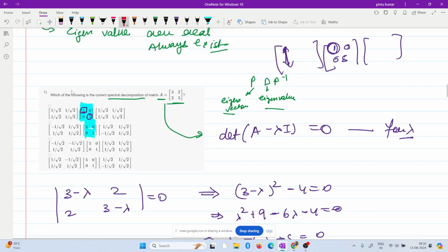So if you look at these examples, this option has something similar, this option has something similar. We can rule out the other two options. These two options are not correct because they have the eigenvector relation as v1 is equal to minus v2, which is not what we obtained. Okay, so this is not correct, this is not correct.